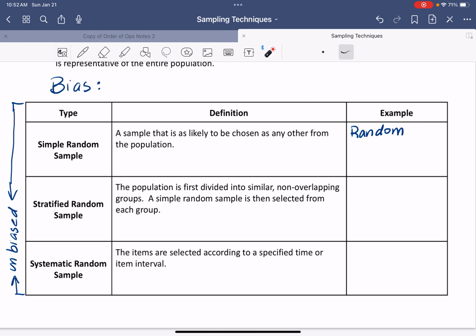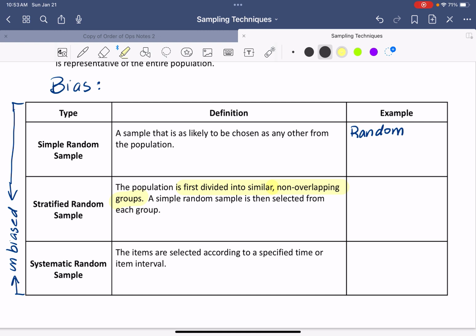All right, the next type of sample is called a stratified random sample. Now, this is a little bit different because some of the keywords is the population is first divided into similar non-overlapping groups. So, similar non-overlapping groups. From there, a simple random sample is then selected from each group.